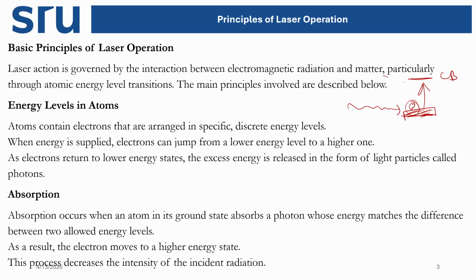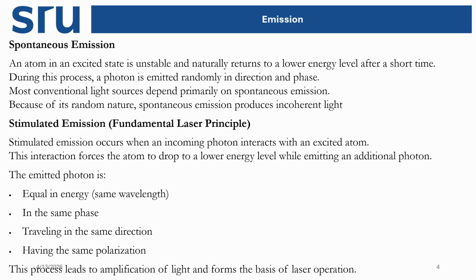This is the high energy state, let's say S1, and this is S0. Electrons in the ground state absorb energy and go to the higher energy state. This process we call the absorption process. In the opposite way, when the high energy electron comes back to the ground state, it emits energy called a photon. This process we call the emission process.